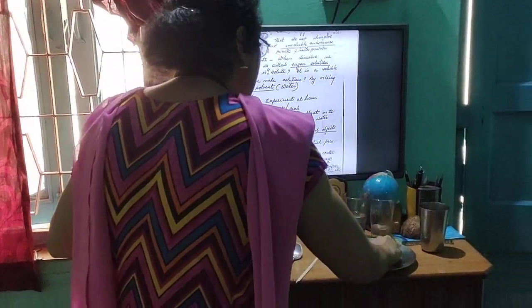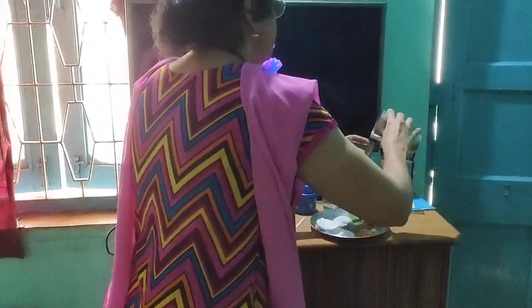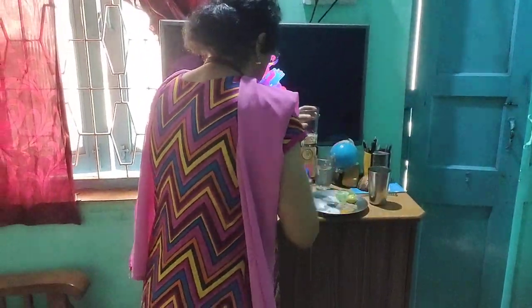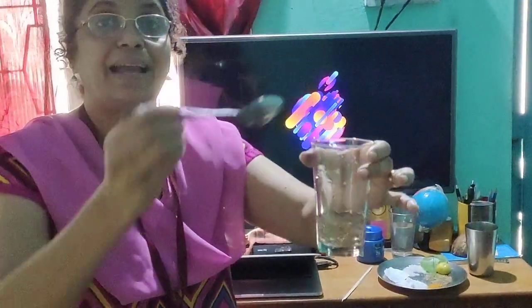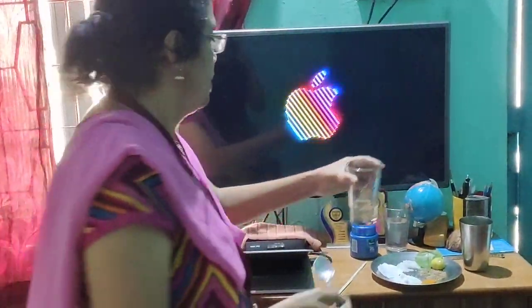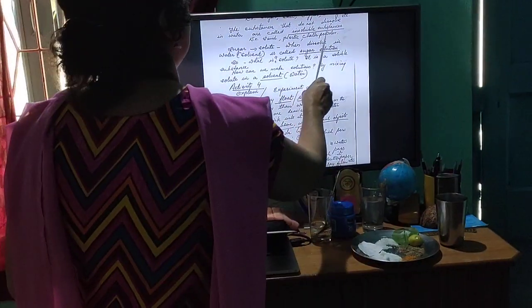What about sand? If I take some sand and put it in the glass, pour some water, and stir with the spoon also, that sand will remain there because sand is insoluble. So substances that do not dissolve are called insoluble substances.